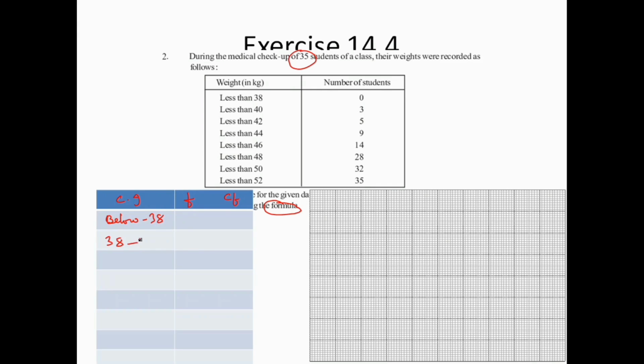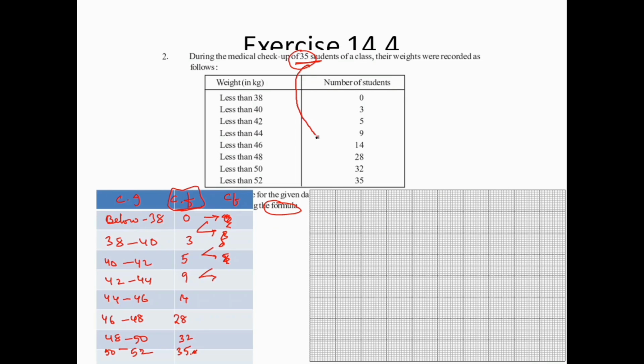The next is 38 to 40. The next is 40 to 42. The next is 42 to 44. The next is 44 to 46. The next is 46 to 48. The next is 48 to 50. The next one is 50 to 52. This is your given data, and the frequency is 0, so the cumulative frequency is 0. Looking over here, it is also around 35 only. So we need to remove the cumulative frequency here. How do I do that?